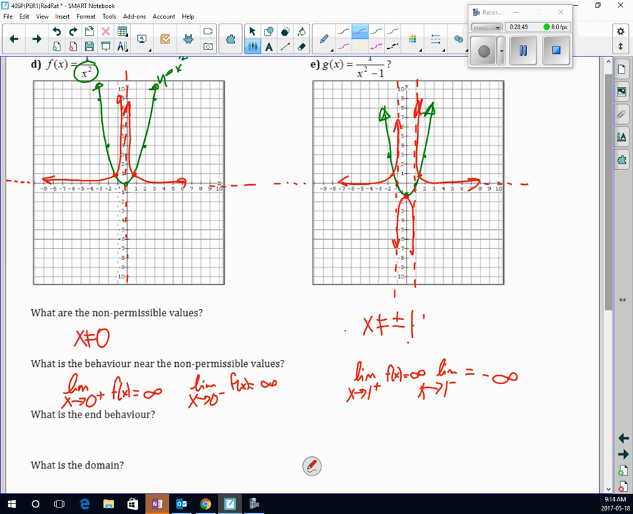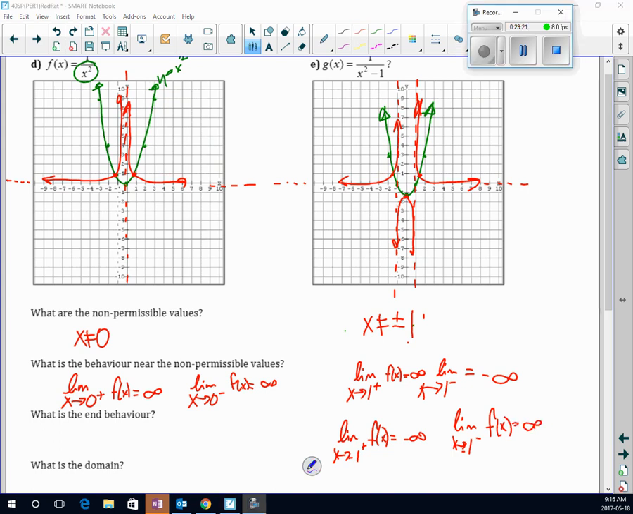So now we actually have another non-permissible we have to worry about. That is negative 1. So let's come from the right toward negative 1. Here's negative 1. We're coming from the right. What's going to happen? It goes to negative infinity. What happens when it goes to negative 1 from the left? It's going to hit negative 1. What's going to happen? It goes to infinity.